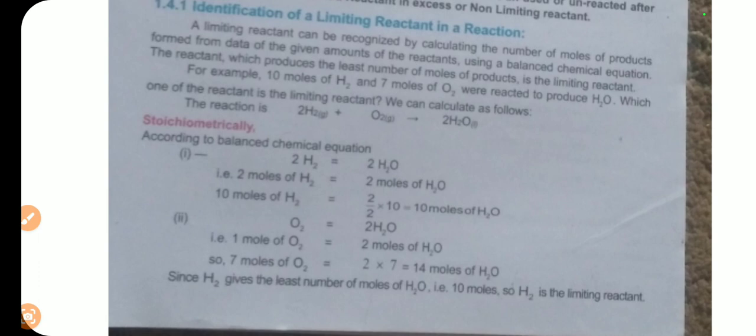formed. It means hydrogen gives the least number of moles of water. Hydrogen gives 10 moles, whereas oxygen gives 14 moles of water. So hydrogen is giving fewer moles of water, so hydrogen is the limiting reactant in the above chemical equation, and oxygen is the excess or non-limiting reactant. So like this we can calculate the limiting reactant. Other examples are also there, you can check them and understand them.